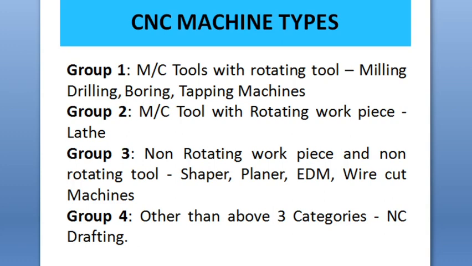These are the various types of CNC machines. Under group 1, machine tools having a rotating tool, like milling, drilling, boring and tapping machines. In group 2, the machine tool has a rotating workpiece, like a lathe. Under group 3, non-rotating workpiece and non-rotating tool, like shaper, planer, EDM and wire cut machines. Under group 4, other than the above three categories, NC machines can be used for drafting and cutting purposes also.